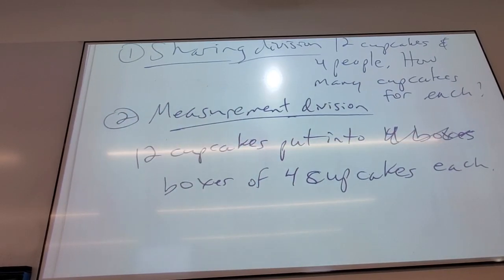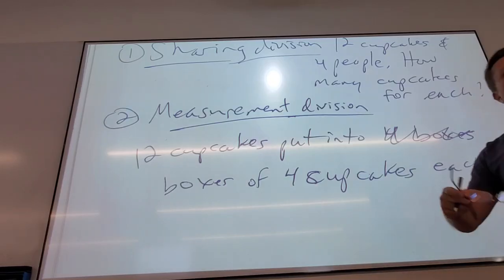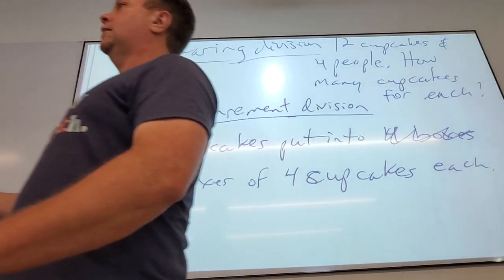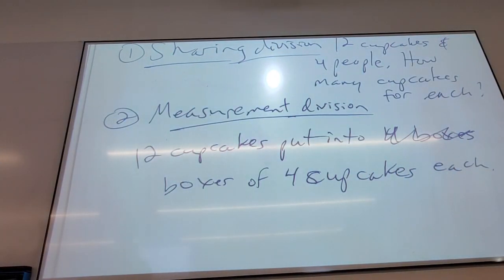So I have 12 cupcakes, and I put them into boxes of 4 cupcakes each. How many kids can get a box of cupcakes? Do you see the physical difference? The first one was 12 cupcakes. I have 4 people here, including me. We each get 3. The other one is I split 12 cupcakes into boxes of 4 cupcakes. How many kids can get a box then? They're both 12 divided by 4.